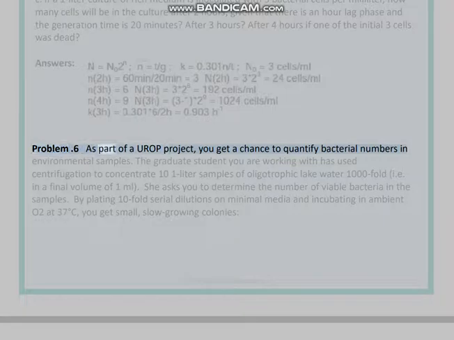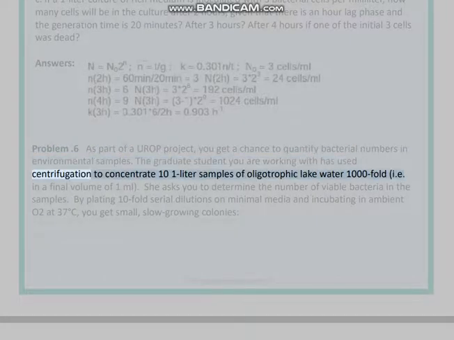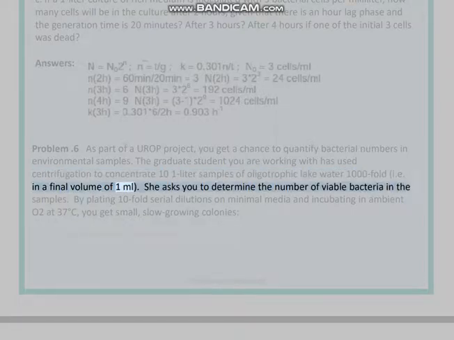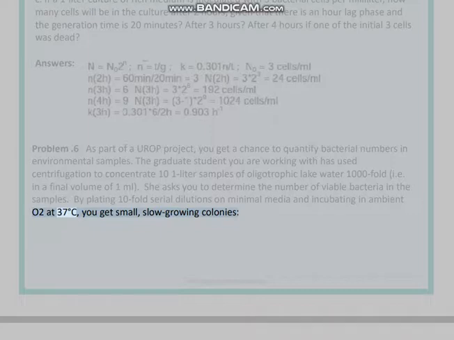Problem point 6. As part of a UROP project, you get a chance to quantify bacterial numbers in environmental samples. The graduate student you are working with has used centrifugation to concentrate 10 1-liter samples of oligotrophic lake water 1,000-fold, i.e., in a final volume of 1 milliliter. She asks you to determine the number of viable bacteria in the samples. By plating 10-fold serial dilutions on minimal media and incubating in ambient O2 at 37 degrees Celsius, you get small, slow-growing colonies.